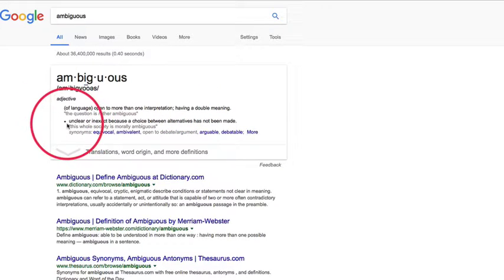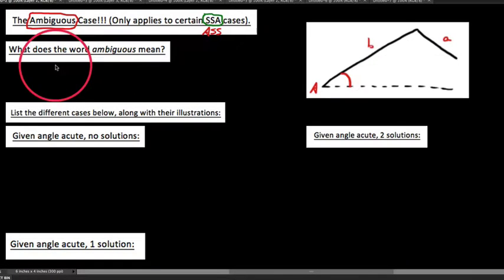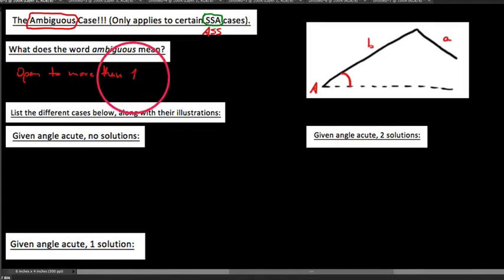So another definition here is unclear or inexact because a choice between alternatives has not clearly been stated. And so in terms of the ambiguous case here, what do we mean by this? We say open to more than one interpretation. And so what this is going to mean for us is that we're going to have particular side angle cases in which we might have no solutions, or maybe just one solution, and in particular instances we're actually going to have two solutions. I know, super exciting, I know.